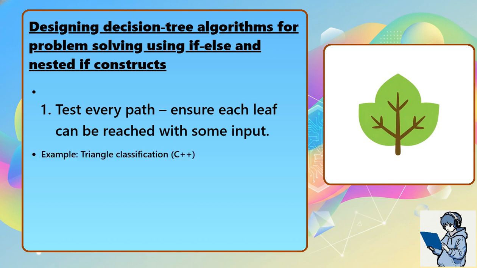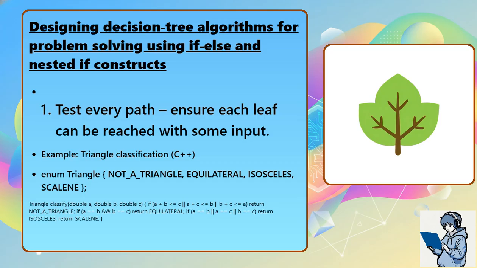Example: triangle classification in C++. An enum Triangle with NotATriangle, Equilateral, Isosceles, Scalene. Function classify takes a, b, c of type double and returns Triangle. If a plus b is less than or equal to c, or a plus c is less than or equal to b, or b plus c is less than or equal to a, then return NotATriangle. If a equals b and b equals c, then return Equilateral. If a equals b or a equals c or b equals c, then return Isosceles. Otherwise, return Scalene.